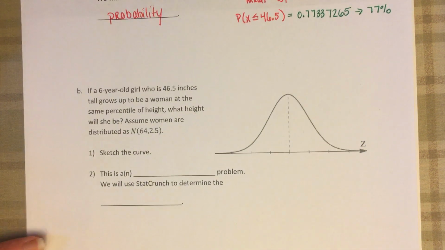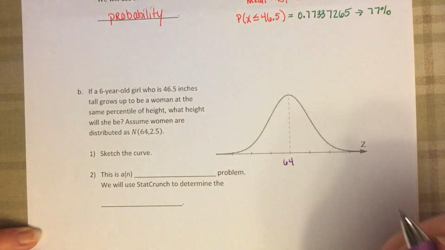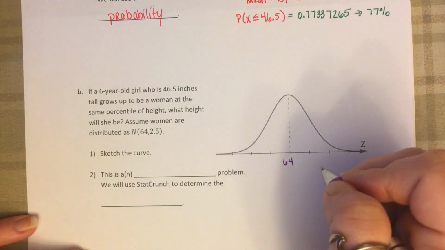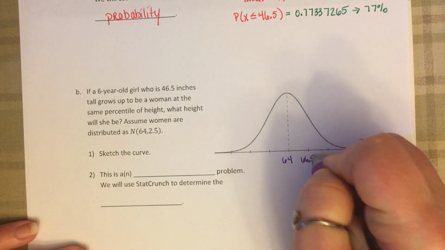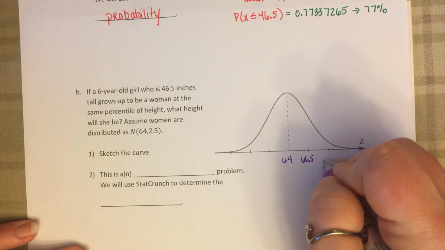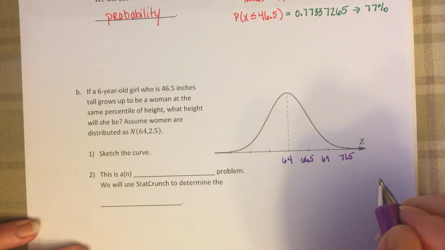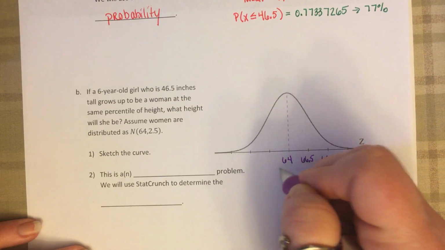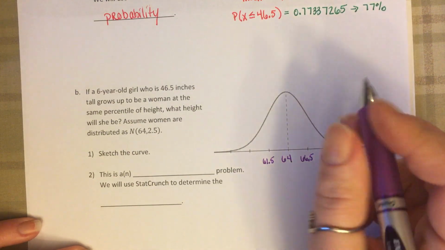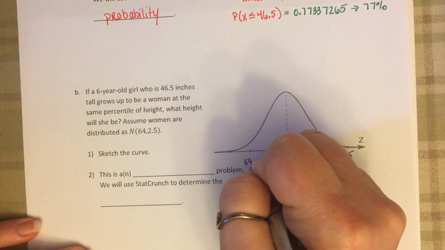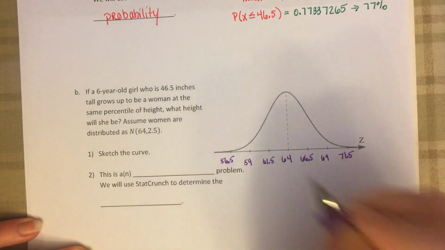So what we have here is a slightly different normal distribution. So our mean is 64. And then as we move to the left and right, we're going to add or subtract 2.5. So we add 2.5, we get 66.5. We add 2.5 again, we get 69. We add 2.5 again, we get 71.5. Go back to 64, subtract 2.5, gives us 61.5. Subtract 2.5 again, gives us an even 59. Subtract 2.5 again, gives us 56.5.